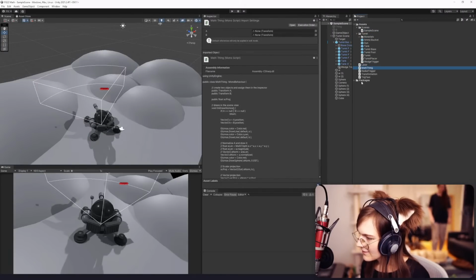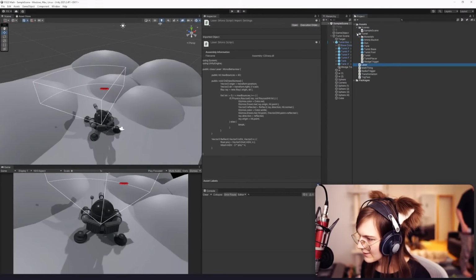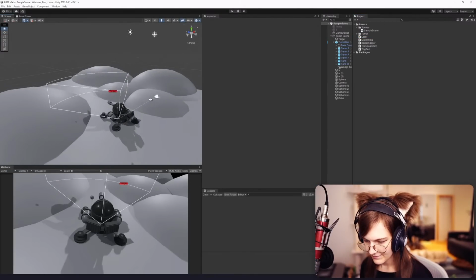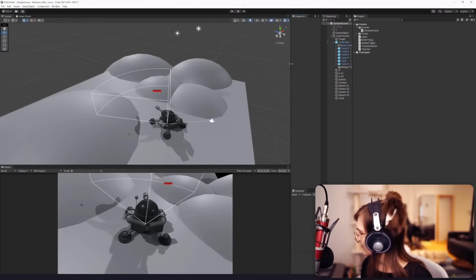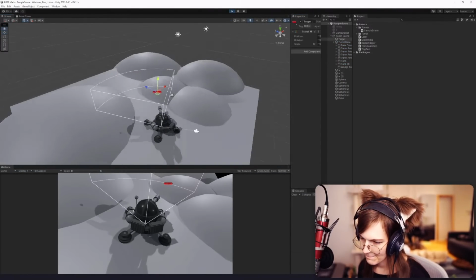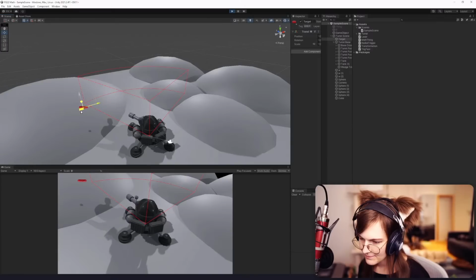I think this is clean enough. I have a few random scripts lying around, but that's okay. Let's just make sure this works. Yep.